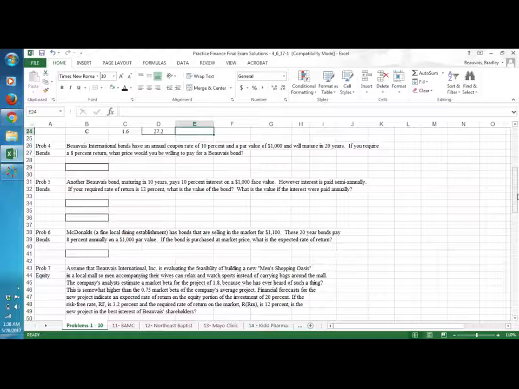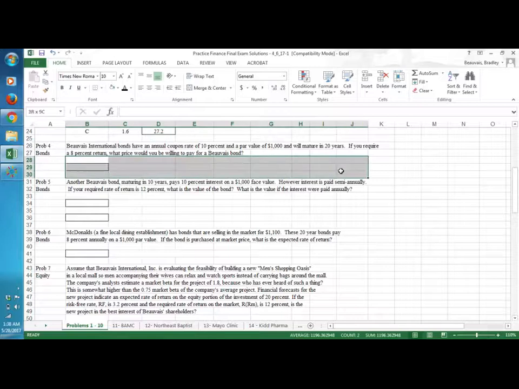First question, having to deal with Bovee International bonds, having an annual coupon rate of 10% and a par value of $1,000 that mature in 20 years. If our market requires an 8% return, what price would we be willing to pay for the bond?